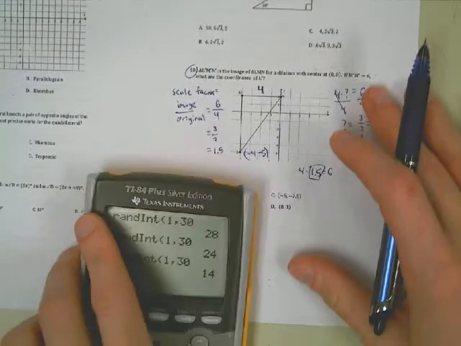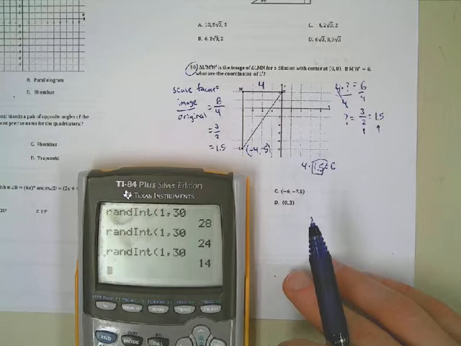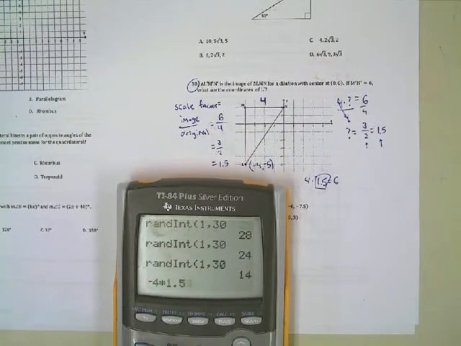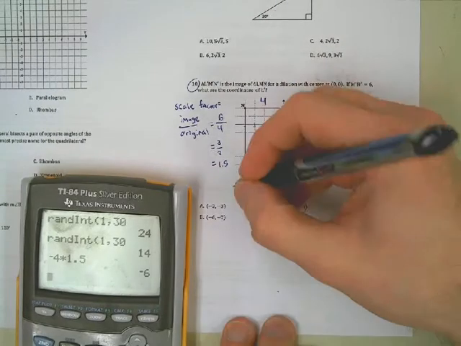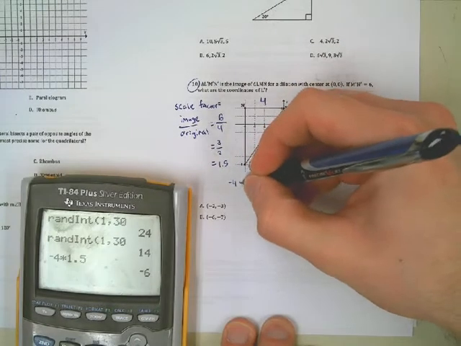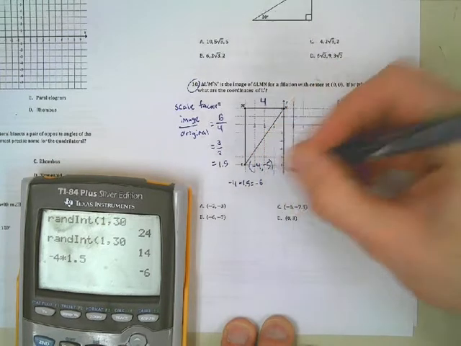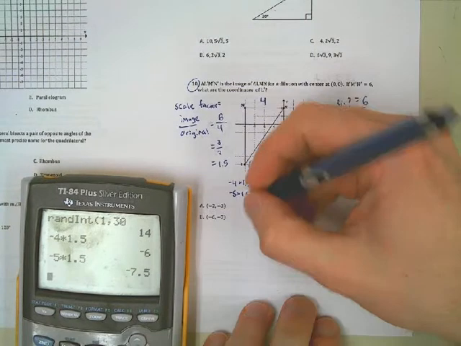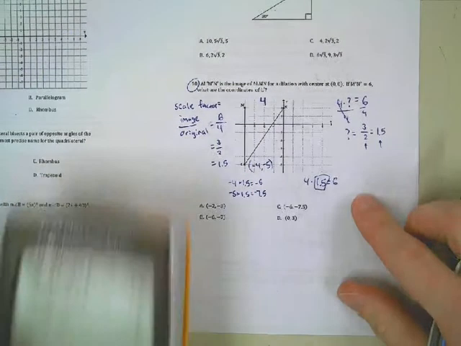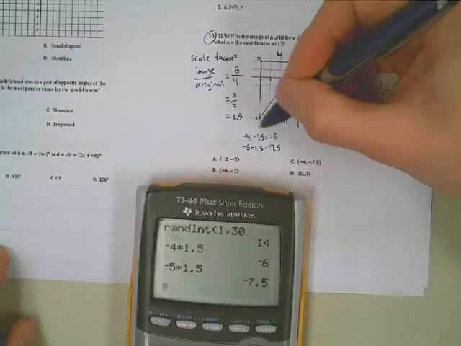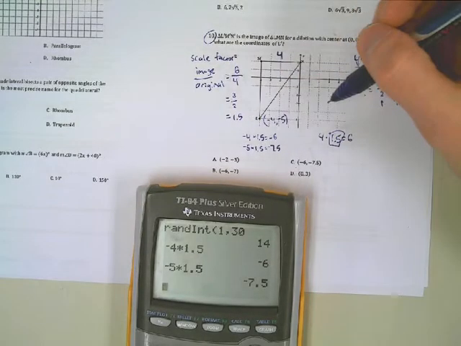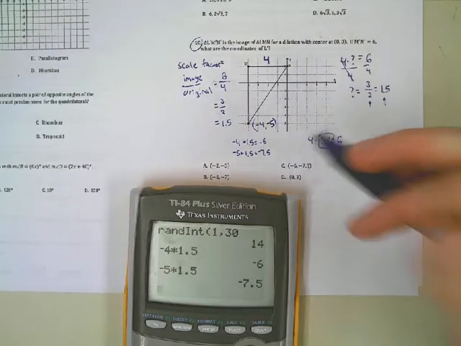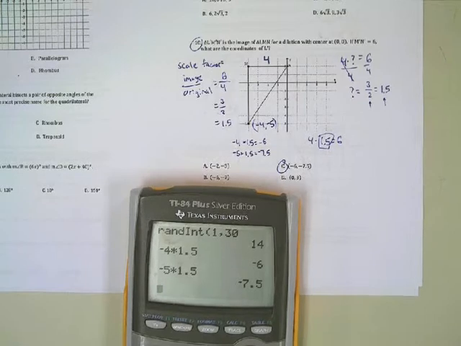So, sorry, I'm going to zoom out a skosh so I can get the calculator on there. So negative 4 times 1.5 is negative 6. Okay, and then negative 5 times 1.5 is negative 7.5. You can't see the calculator? So we took the coordinates of L and multiplied by the scale factor of 1.5. Okay, and so it's got to be C. Okay, it must be C.